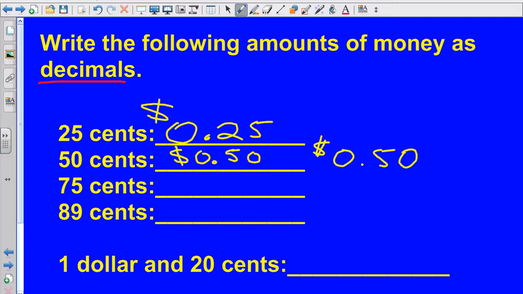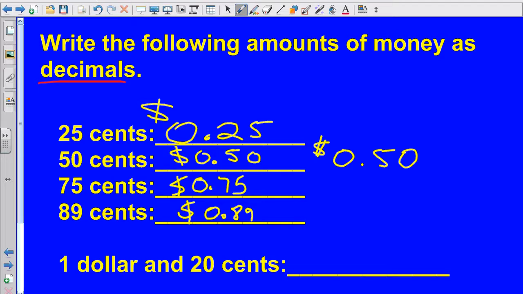What about 75 cents, Brooke? Dollar sign, 0, 0.75. Good job. Kate, you give me the hard one? Yeah, I did. The dollar sign, 0, dot, or point, 89. Okay, that's 89 cents.